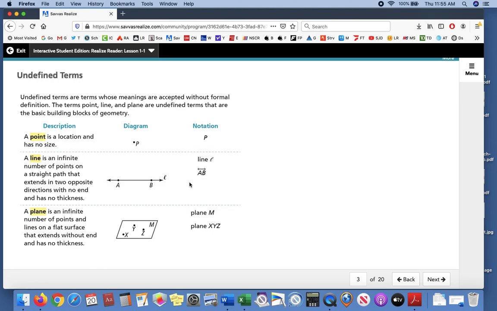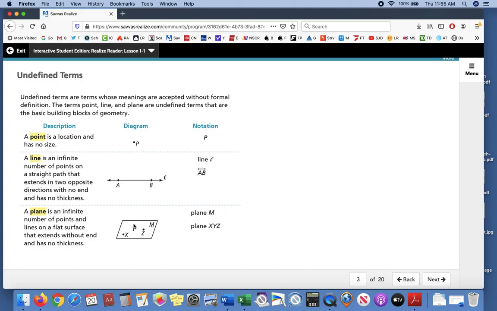Another thing with no thickness, I think that's why it's undefined, because you can't really define things that don't have any thickness, is a plane. A plane is an infinite number of points and lines on a flat surface that extend without end and has no thickness. So if you think about a wall that continues forever and ever, up and down and left and right, or a floor that continues forever and ever, cuts through the trees and whatnot, that's a plane. It has no thickness. Now, a plane can be named with just the letter M.